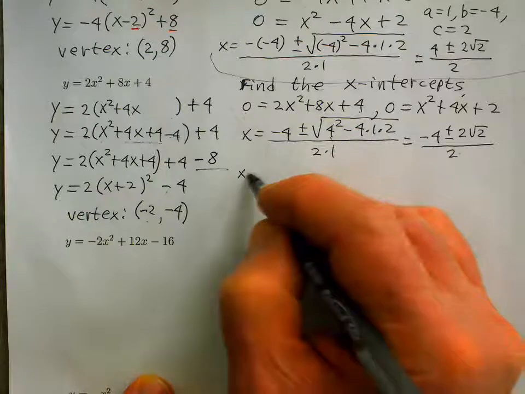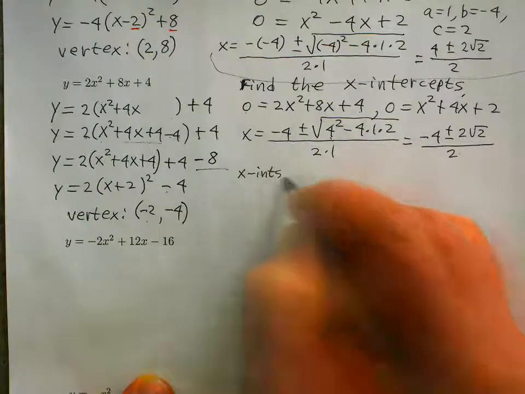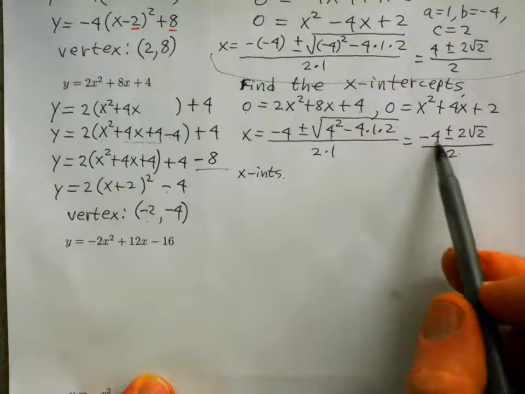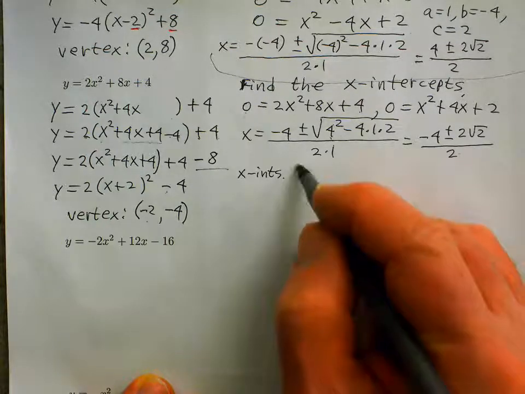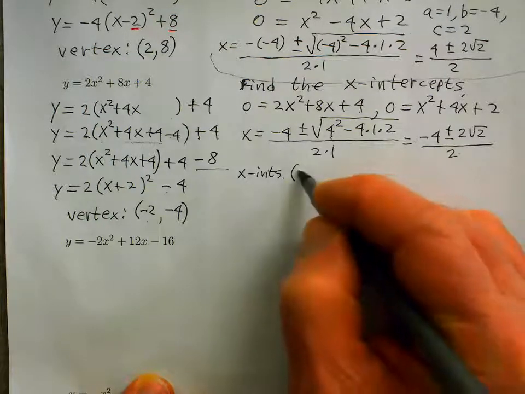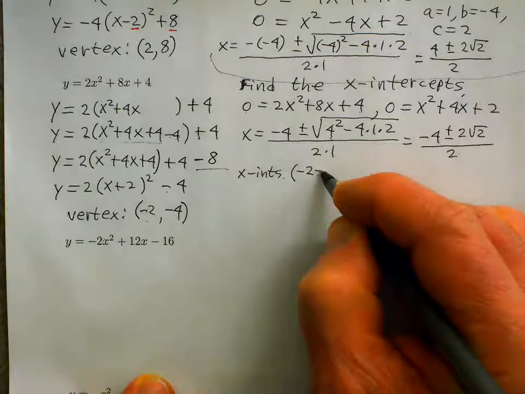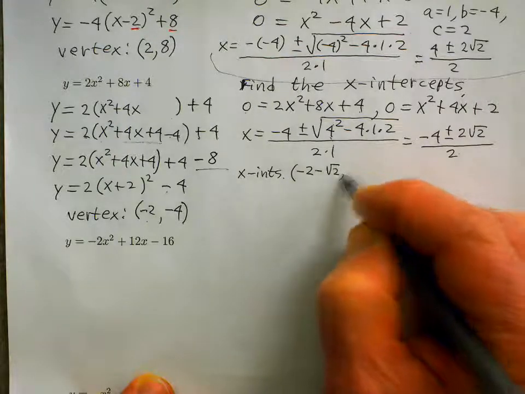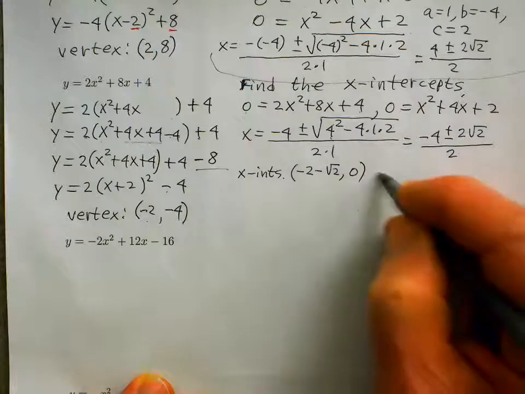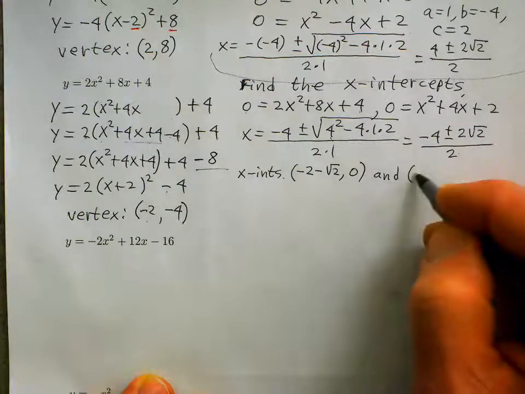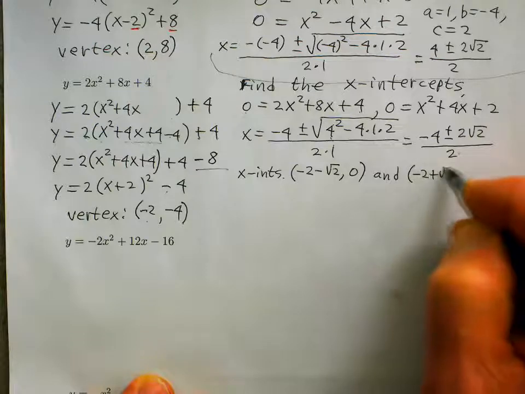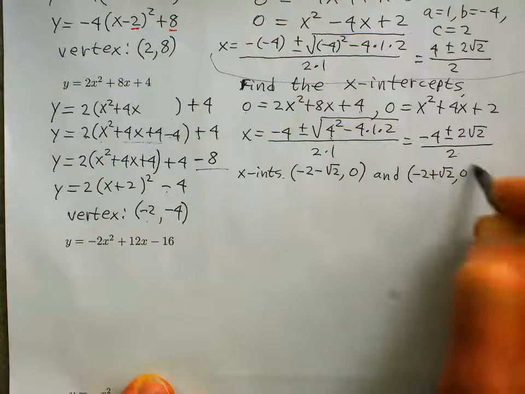So when we cancel the common factor of 2, one x-intercept is the ordered pair -2 minus the square root of 2, comma 0. The other x-intercept is the ordered pair -2 plus the square root of 2, comma 0.